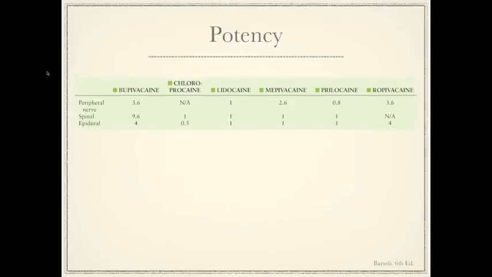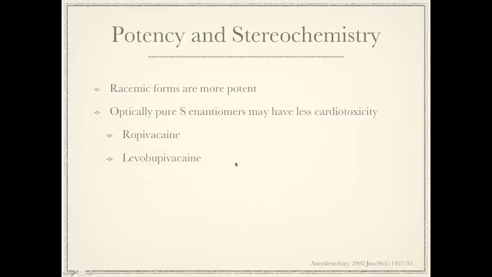So, a nice table from Barish showing peripheral nerve, spinal, epidural. Depending on which your clinical application is, the relative potency of your drug is going to change. You can see the variations for bupivacaine, whereas for lidocaine it tends to be relatively constant. So stereochemistry also plays a role.